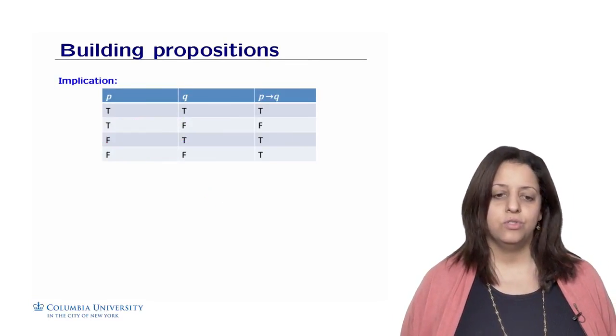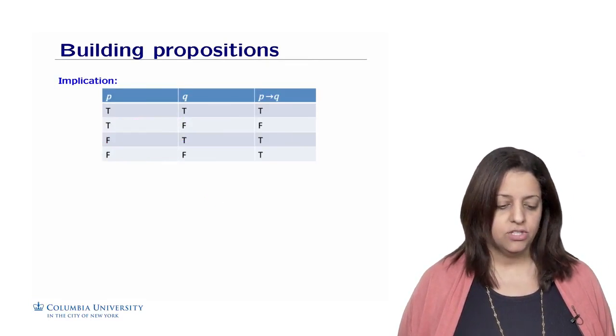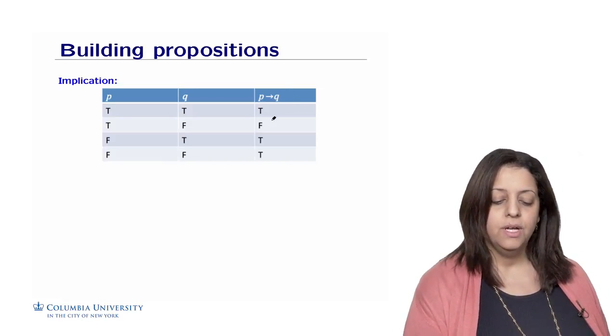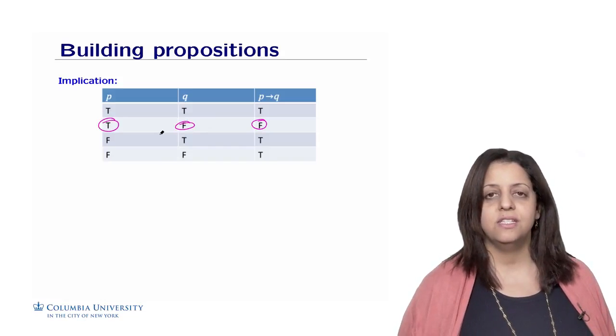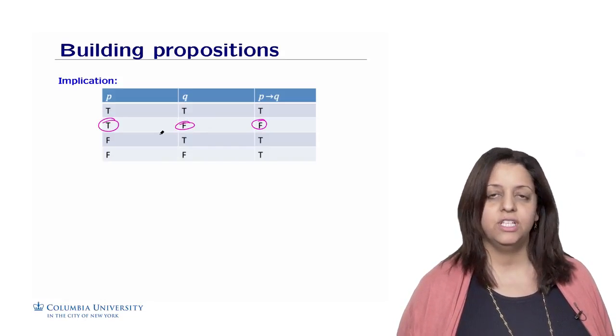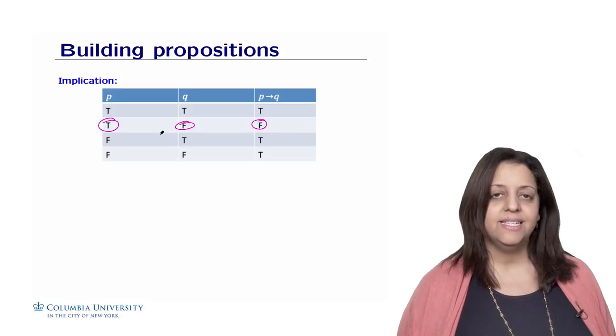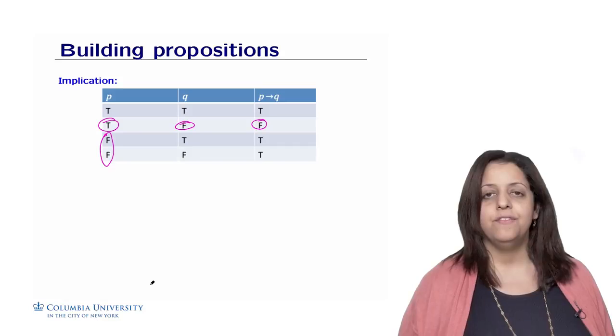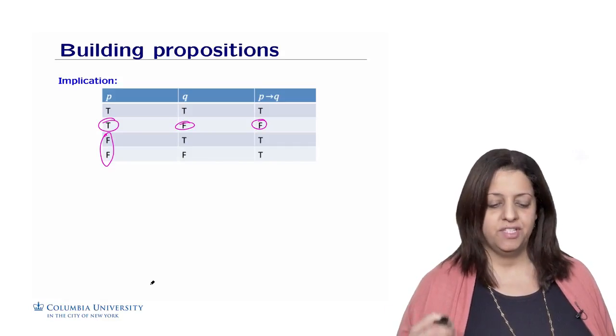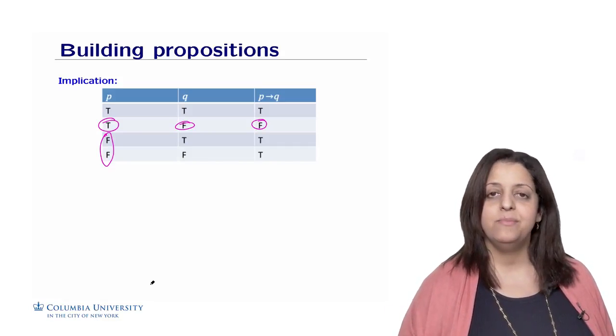Here's another important truth table, the truth table of implication. Given propositions P and Q, P implies Q would be false only when P is true and Q is false. This is the definition that logicians decided to give to implication, in the sense that whenever P is false, we give the implication truthfulness the benefit of the doubt. So we're going to have false implies anything.